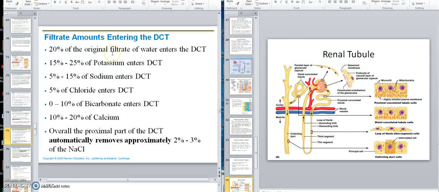Filtrate amounts entering the DCT, which means the filtrate amounts that would be entering after it's gone through the proximal convoluted tubule and the loop of Henle: 20% of original filtrate of water, 15% to 25% of potassium, 5 to 10% of sodium, 5% of chloride. And you can see these particular numbers. So these numbers can kind of be for fine tuning. A little bit too much potassium needs to be brought back, but fine tuning time.